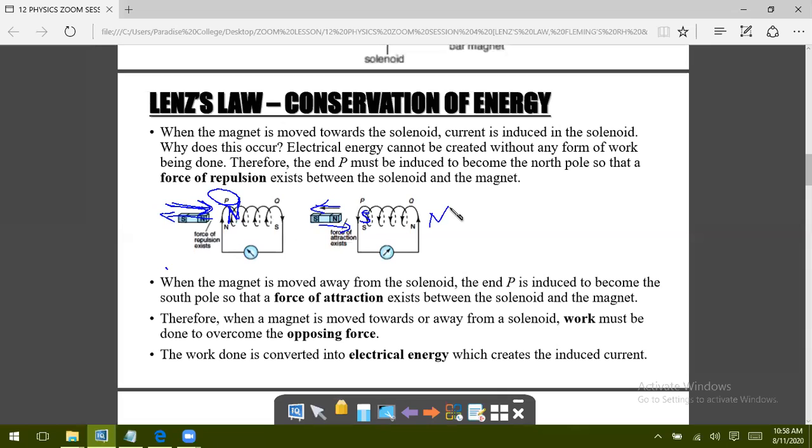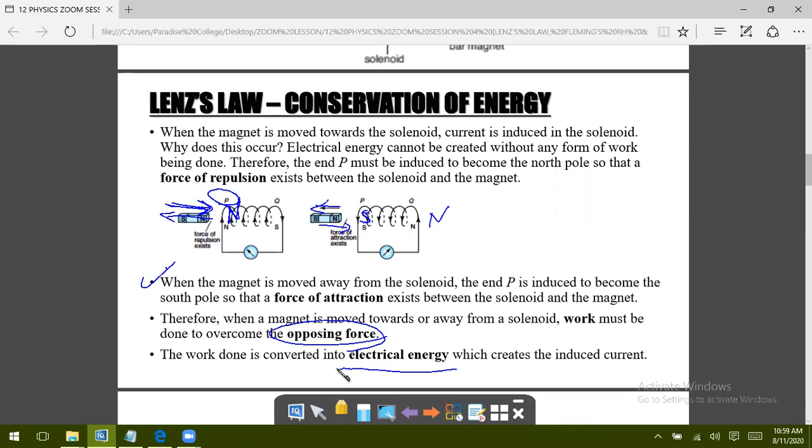Now, when the magnet is moved away, that is the same thing that we are talking about. When a magnet is moved towards or away from a solenoid, work must be done to overcome the opposing force. So we are saying that work is done. The work done is converted into electrical energy, which creates the induced current.